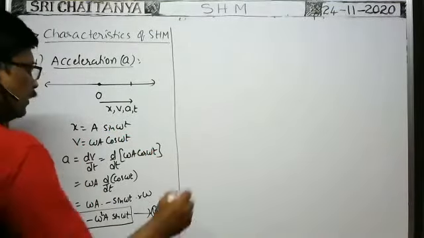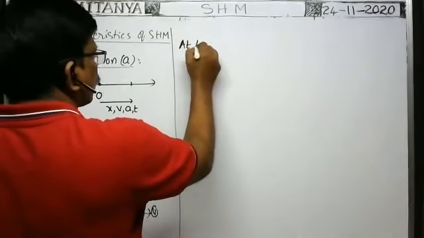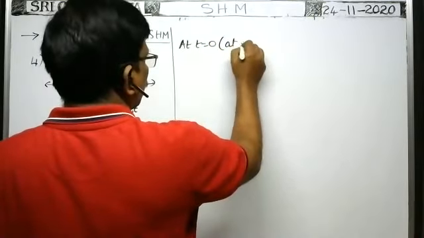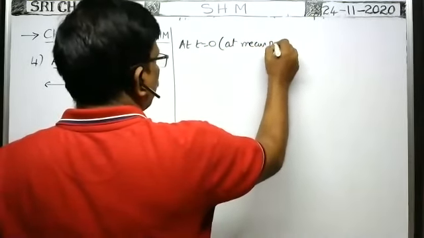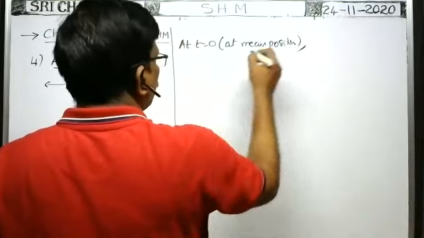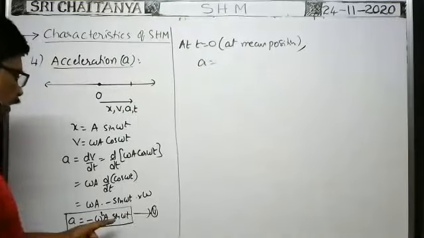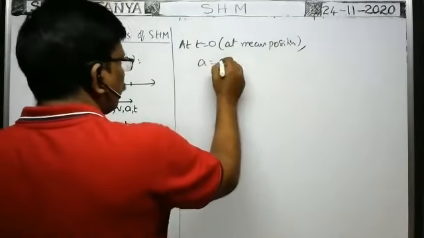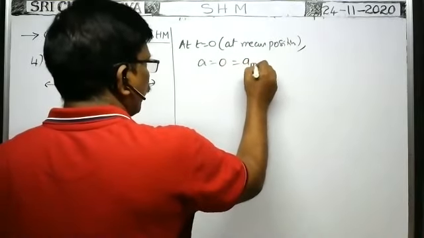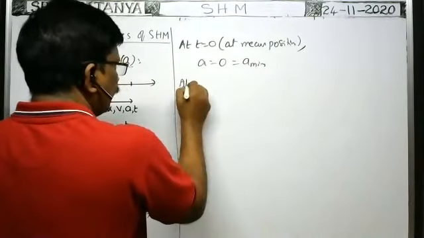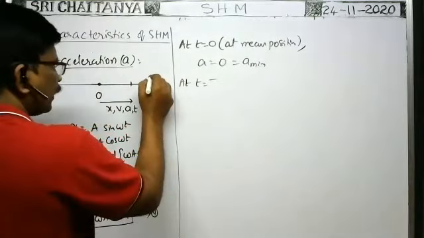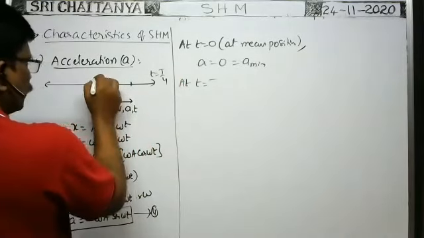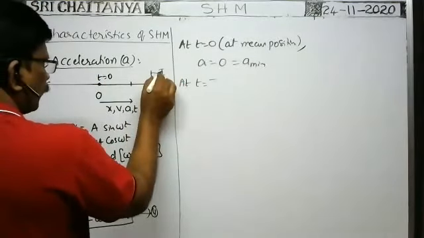Before that, at t is equal to 0, whenever the particle lies at mean position, what is the acceleration? At t equal to 0, sine 0 is 0, so a is equal to 0. So at mean position acceleration is 0, that is the minimum acceleration. At t equal to T by 4, the particle lies at extreme position.